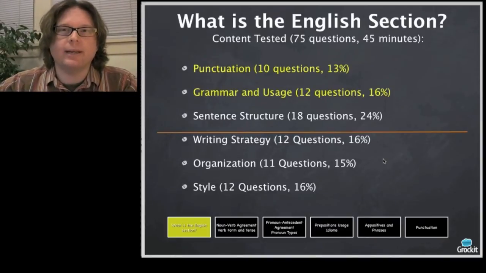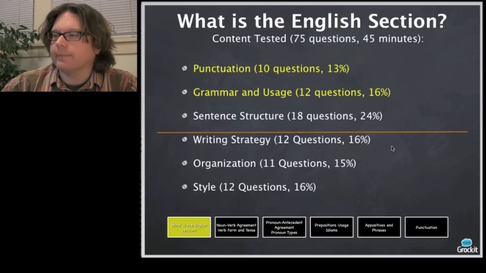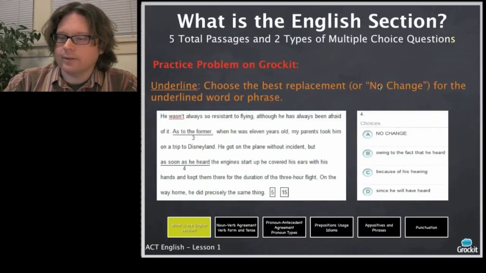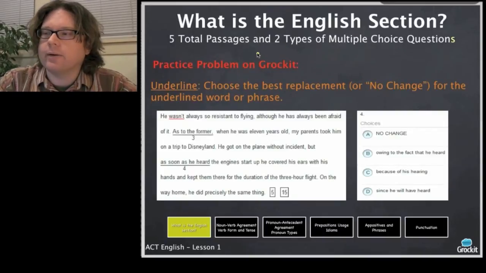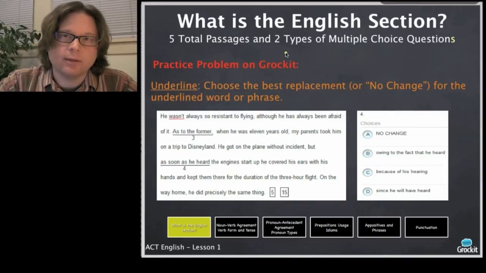Native ability in terms of the innate skill that you already have. There's no problems to figure out. So here's a good example of a problem. There are a total of 5 passages, so you can expect 5 passages every time, and 2 types of multiple choice questions.